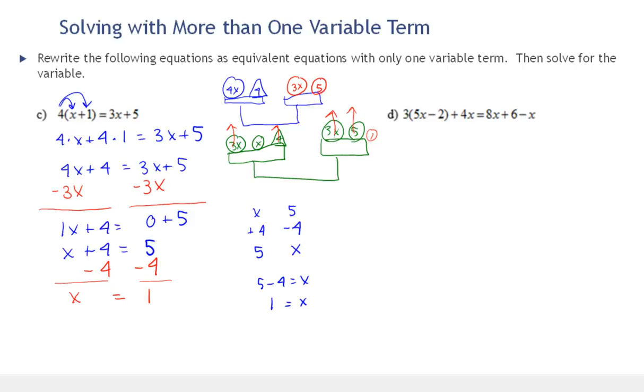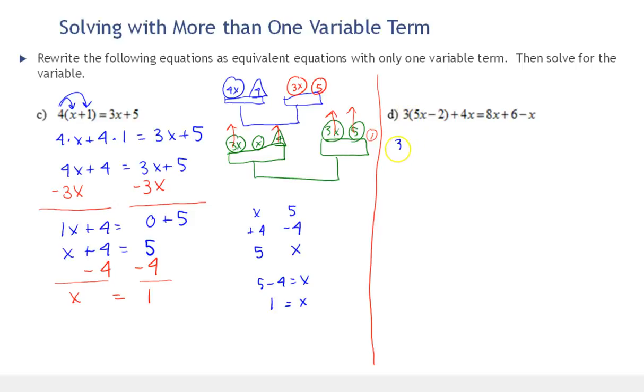Let's look at the next one. Okay, we have all sorts of x's in this. Okay, so remember how we start. If you notice there's more than one x, you want to distribute wherever you can, and on either side of the equation, combine like terms if you can. So let's start with distributing.